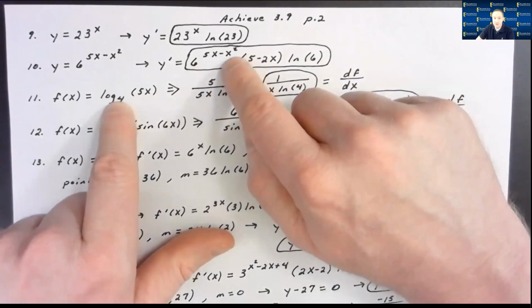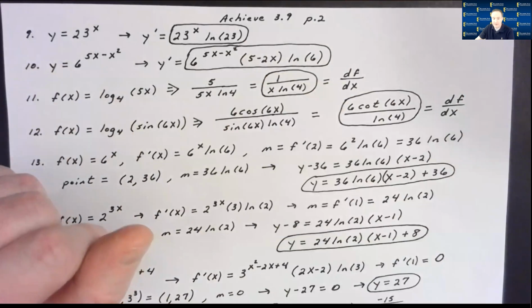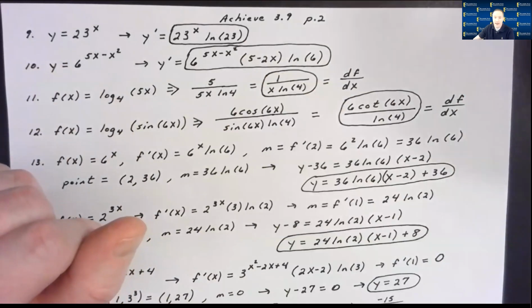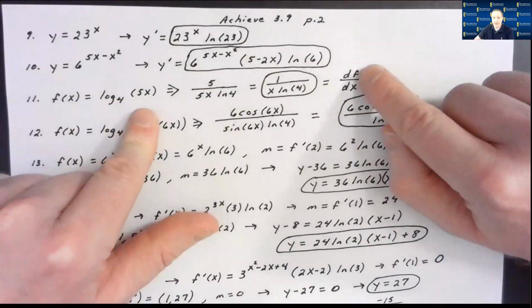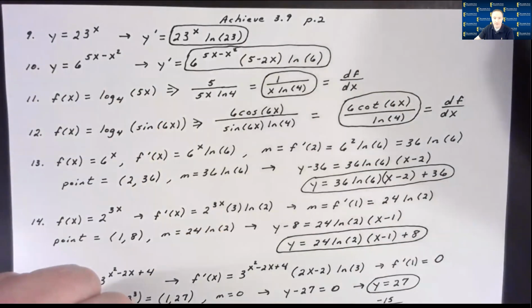And then in this case, you can see the 5's cancel out. So you can say, well, your answer is 1 over x times the natural log of 4. And they labeled that derivative, in this case, the derivative of f with respect to x.